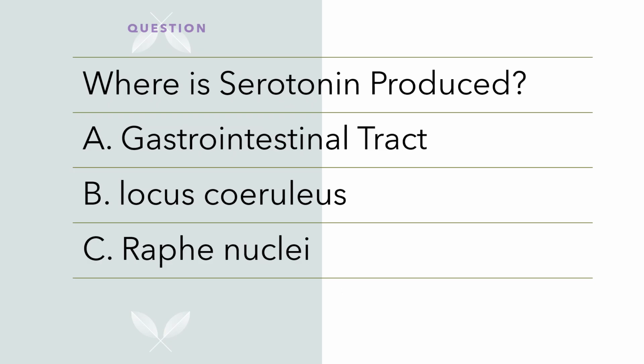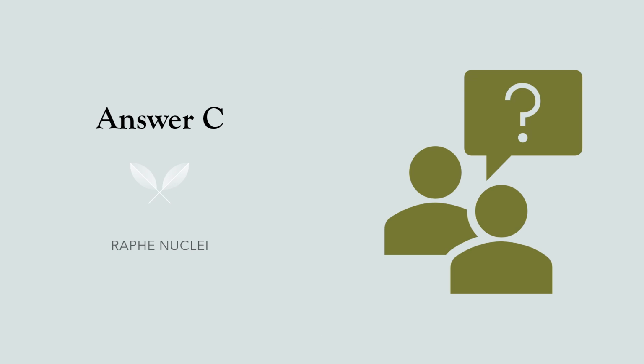That brings us to our first question. Where is serotonin produced? Is it produced in the gastrointestinal tract? Is it produced in the locus coeruleus? Or is it produced in the raphe nuclei? If you answered C, raphe nuclei, you would be correct.